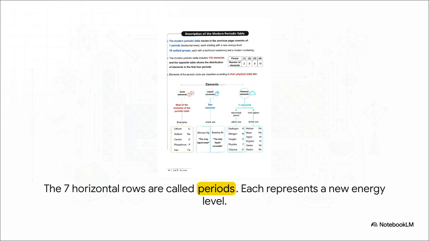The very first floor, period 1, is super small. It only has 2 elements. But as we go down to the second and third floors, we start finding more and more elements. Each new row is a whole new energy level for those electrons.